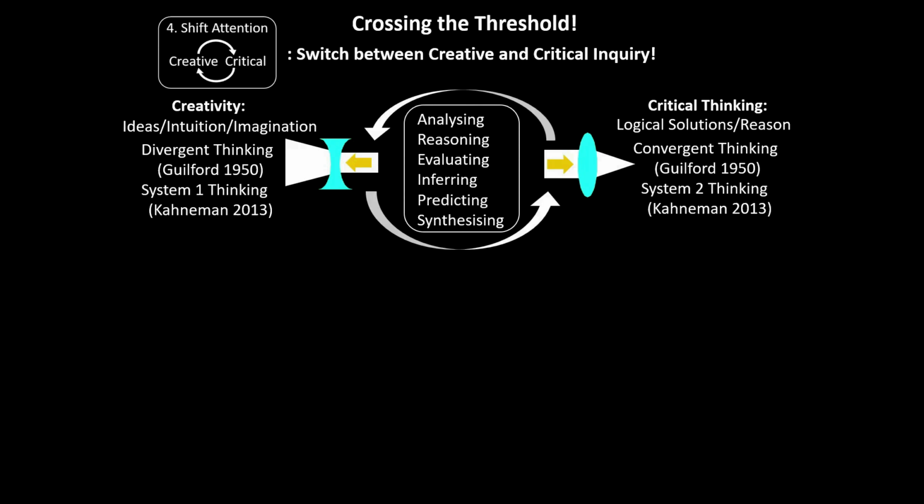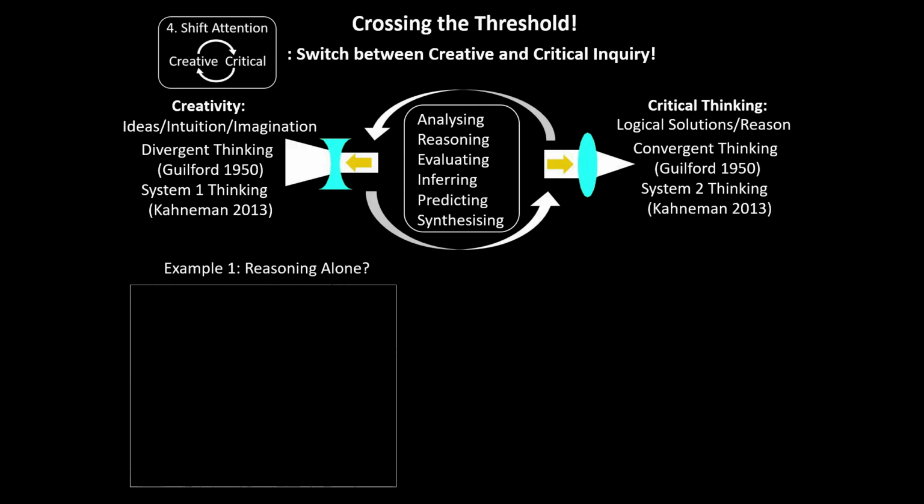But let me just give you an example of what would happen if we tried to solve a problem only using critical thinking or logical solutions or reasoning. And I'm going to give an example that should be familiar to most people in the area of mathematics. So let's just see how we might solve this problem using reasoning alone.